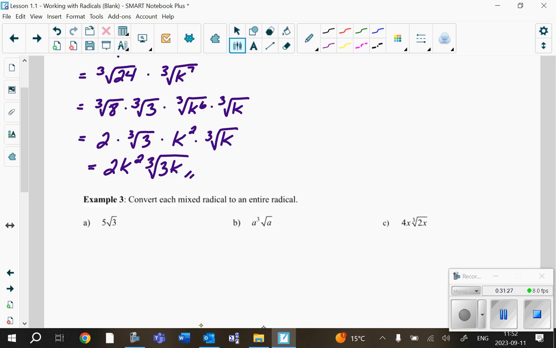It'll take you a little bit to get used to, but that's how you do it. Split them up, simplify each one separately. If it's square roots, you're thinking perfect squares. If it's cube roots, you're thinking perfect cubes.